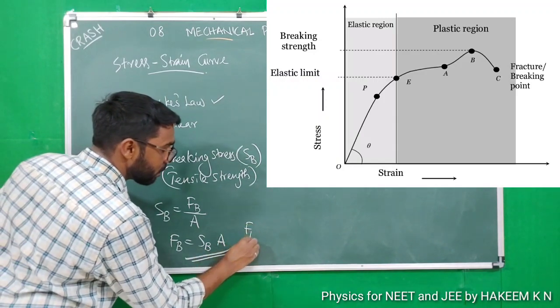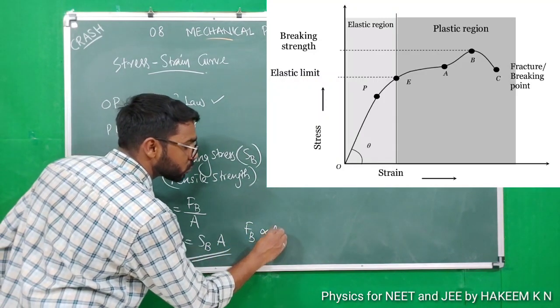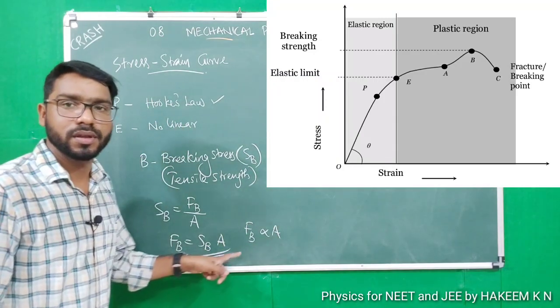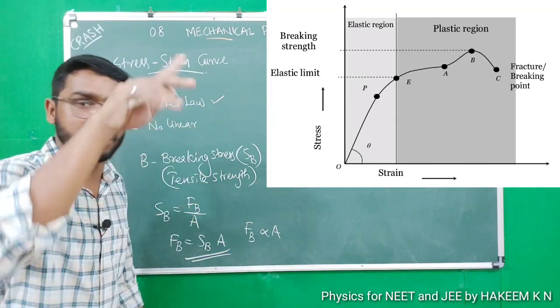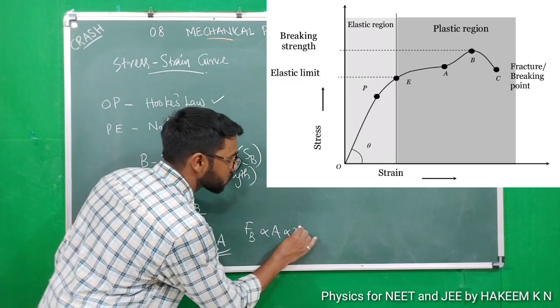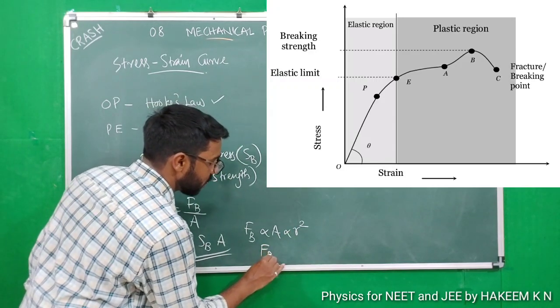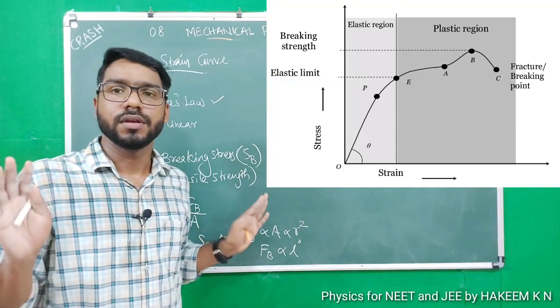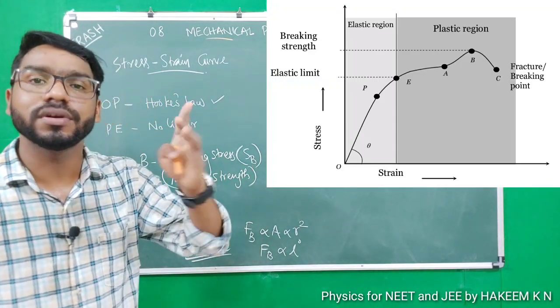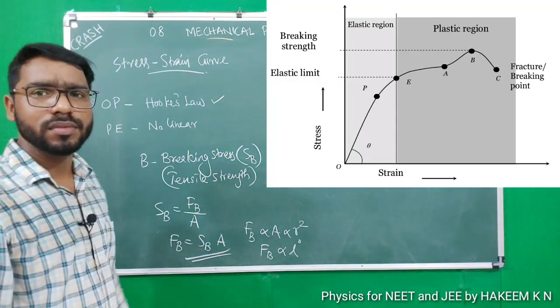So we can say breaking force is proportional to area of cross section. Area we can write as pi r square for circular cross section, so it is proportional to radius square. So breaking force is independent of length of the wire.